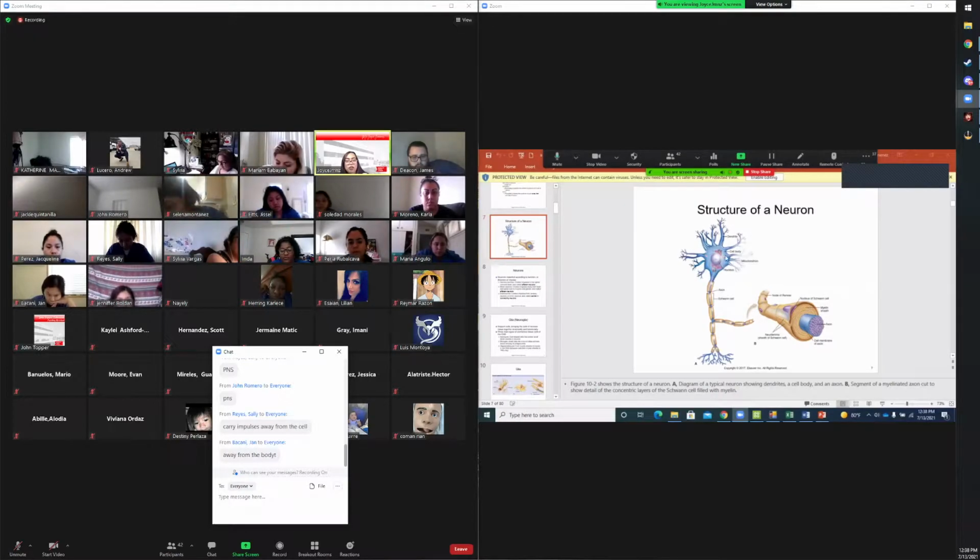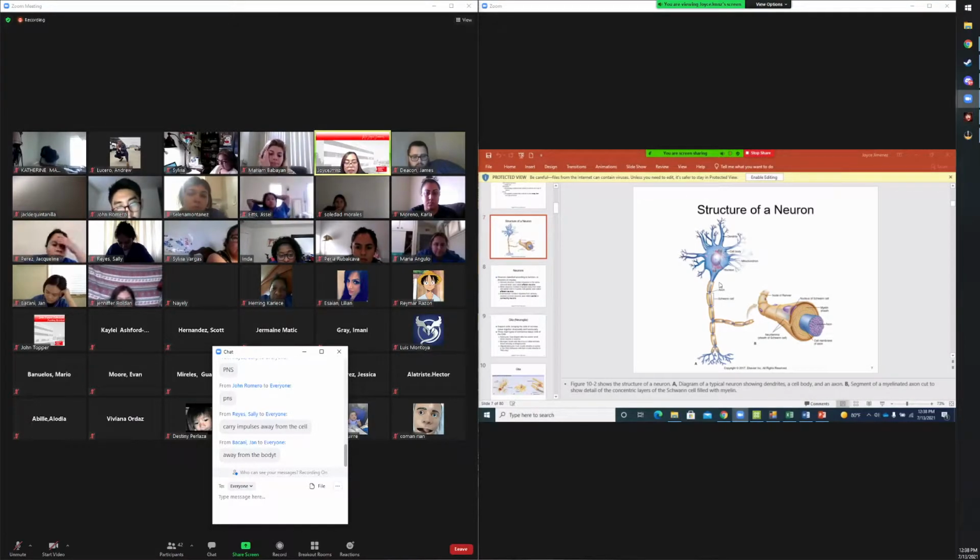Guys, this is your axon. Look at this. These are your dendrites, the highly branched part. This is the cell body. And this is your axon. So the impulses are received in the dendrites, going to the cell body, and exiting in the axon. So I remember axon away.